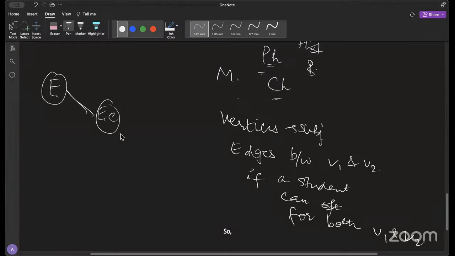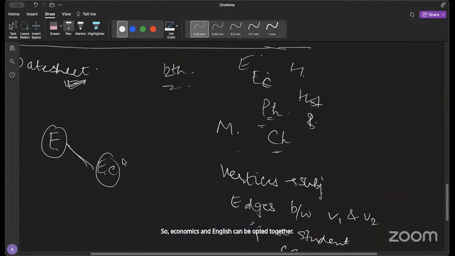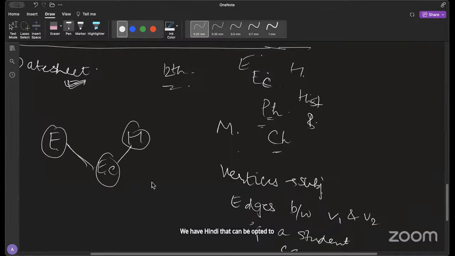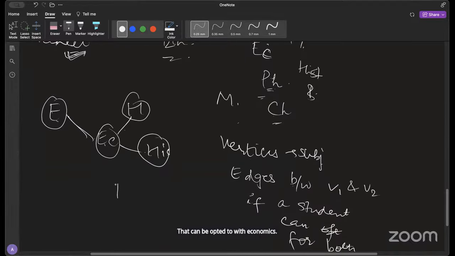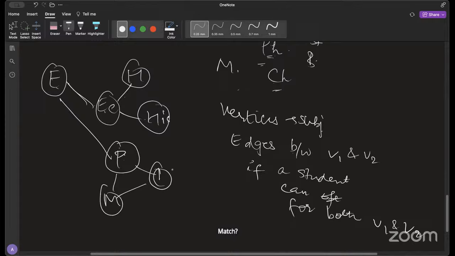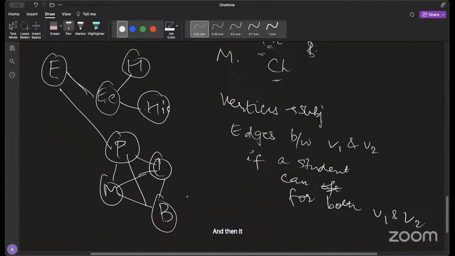So economics and English can be opted together. There are students who choose these two subject combinations, and then we have Hindi that can be opted with economics. Then we have history that can be opted with economics. Then we have physics, then chemistry, maths, and then we have biology. Biology can be opted with these subjects, right? And then it can be opted with English too.